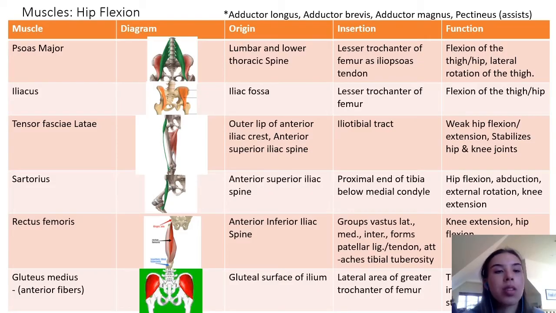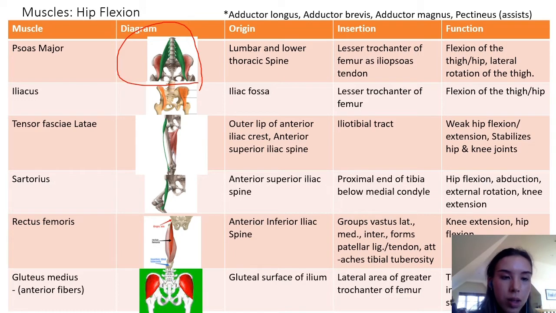All right, here are some muscles involved in hip flexion. I'm not going to go through all of them because there are quite a lot, so I'm just going to go through some of the more major ones. So the first one is the psoas major. It's right here. As you can see, its origin is actually on the spine, and then its insertion is on the top of the femur. And its function is the flexion of the hip, and it can also help laterally rotate the thigh.